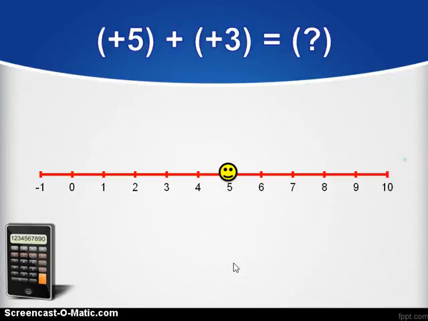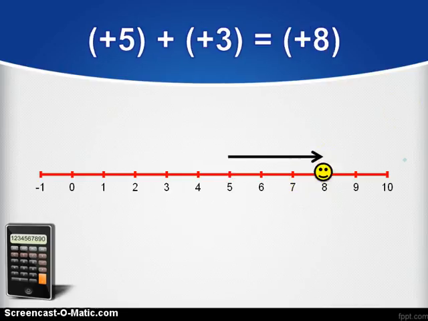Let's have this example. If we are to add positive 5 and positive 3 using the number line, we should start at our positive 5. Then we have to move 3 places to the right since our next number is positive. Then the resulting number would be positive 8.